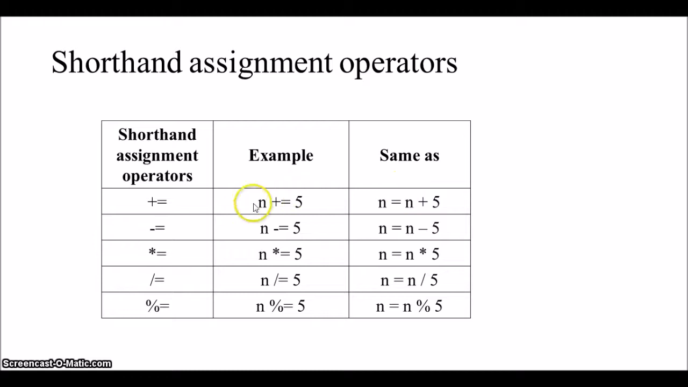In the same way, we also have shorthand assignment operators for minus, multiplication, division and modulus. If you are writing n = n - 5, the same thing can also be written in the shorthand form n -= 5. The same holds good for the other arithmetic operators also.